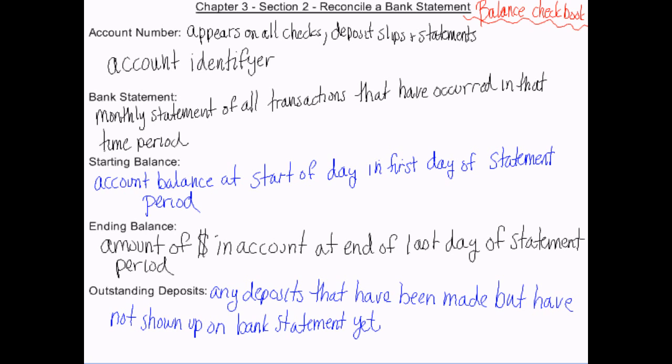So if I go out on the 29th and I write a check, and then they print out the bank statement at the end of the day on the 30th, that check's not going to show up yet because it won't have had time to process. Yeah, it's the bank's records of what happened in your account. The first is the check register, which would be your record of what's happening in your account. Now, this can be paper or electronic.